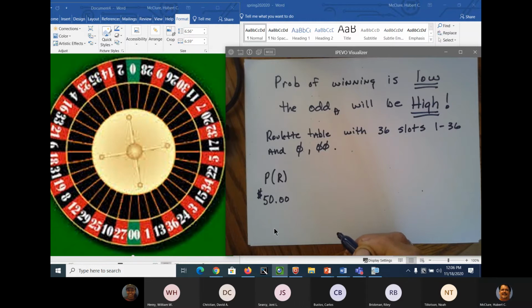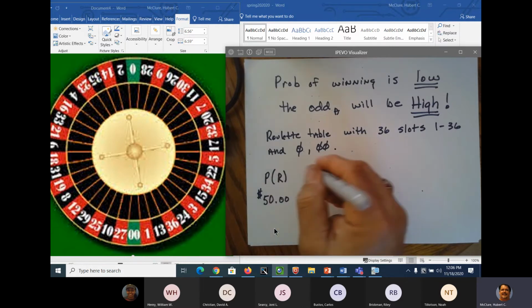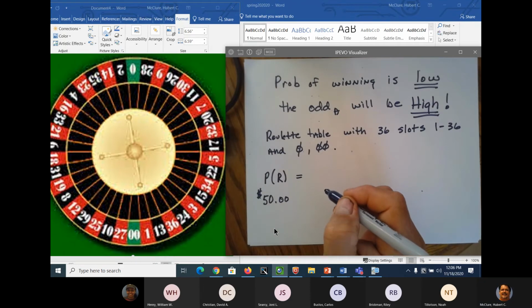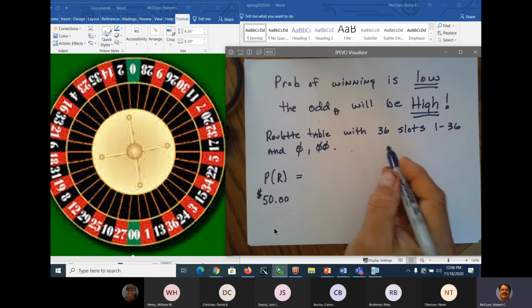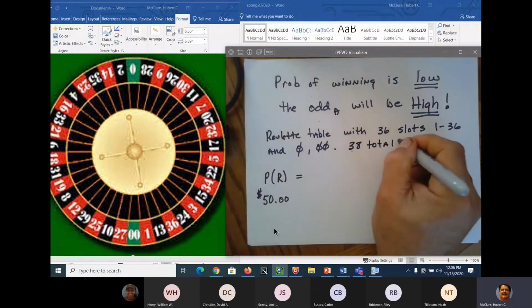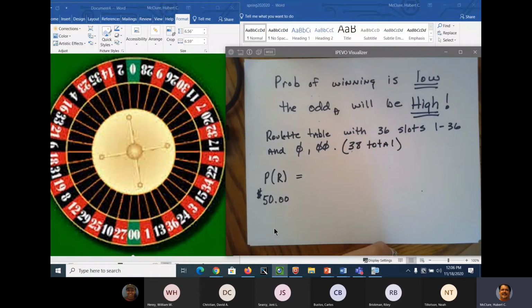Why? Because the probability of red is equal to, well, how many slots are on the table? Well, there's 38 total on the table. Somebody tell me what the 38 represents. 36 plus 2. How many are red? 18.